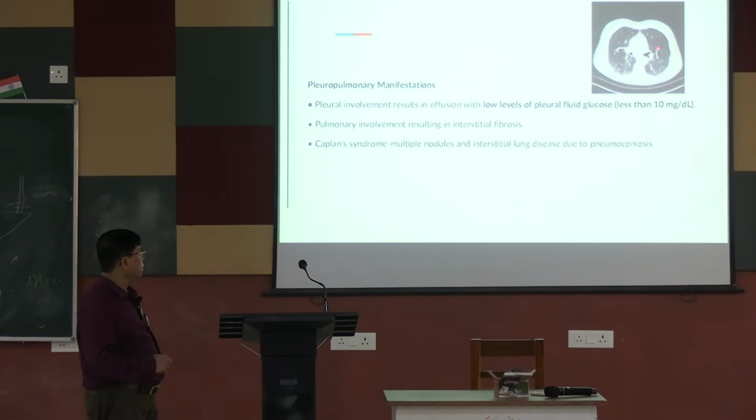We saw silicosis in a patient working in an asbestos factory. I have seen patients working in an asbestos factory come with rheumatoid arthritis, having lung disease also. So this is Caplan syndrome, and there is lung interstitial fibrosis.